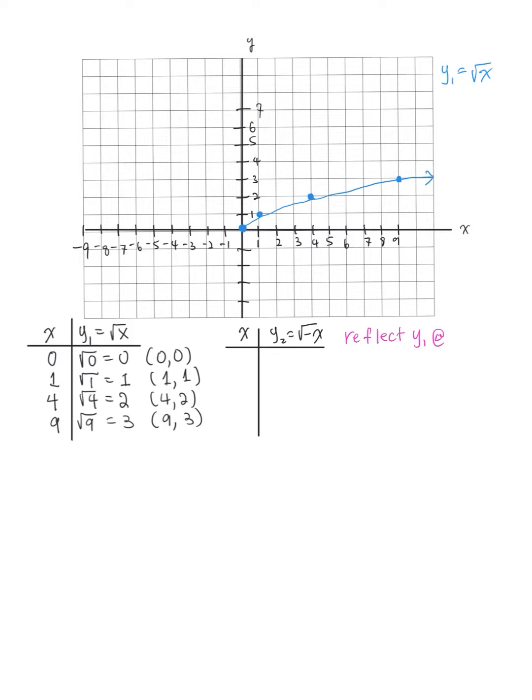In this case, we need to reflect y1 about the y-axis. Now you have to determine which values are going to be changing, x values or the y values. Think about it. I say that the x values are changing and y values stay the same, because if I rotate this graph about the y-axis, you're going to get a mirror image on this side, right? So notice the x values are different, but what about the corresponding y values? They're exactly the same.